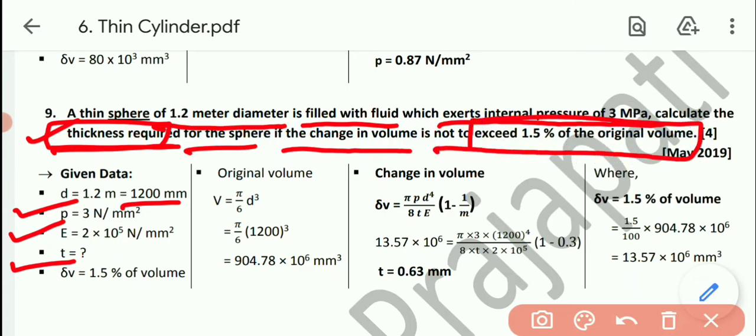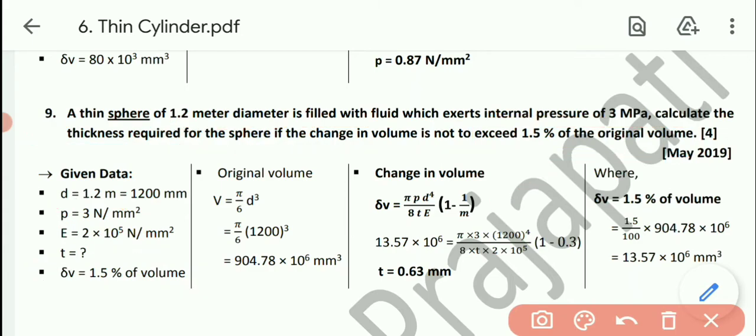Now in the previous example they gave us the change in volume directly as a number. In this one they have not given us the change in volume directly. They have told us that the change in the volume will be 1.5% of the original volume. So we need to calculate thickness for this kind of example. First of all, let's talk about the unknown. We need to calculate thickness, and they have given us delta V in terms of the volume. So first of all we need to calculate the volume.